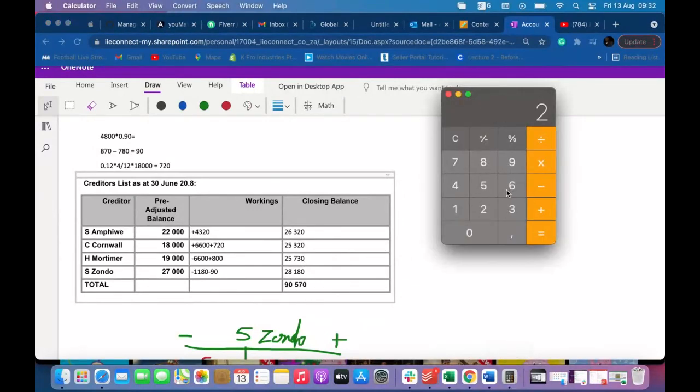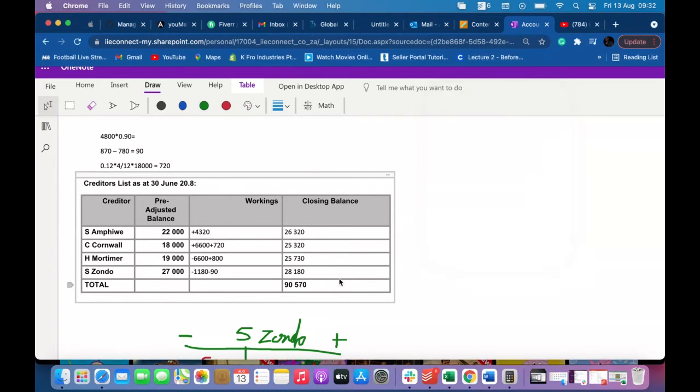So plus 26, just to verify, plus 25, plus 28. Whoa, what's going on? Oh, I left this amount in there.